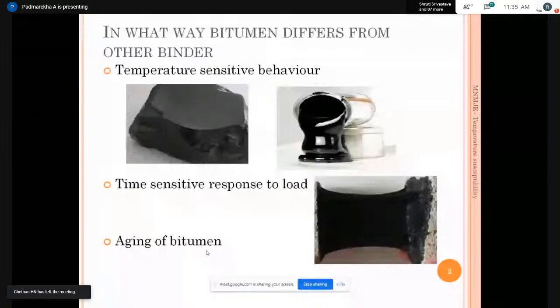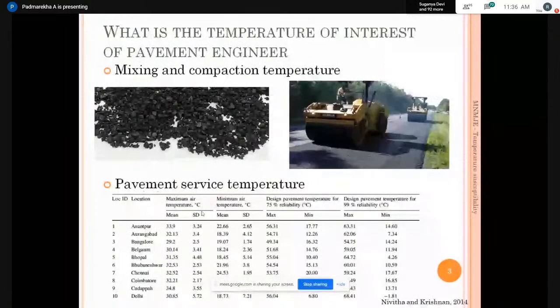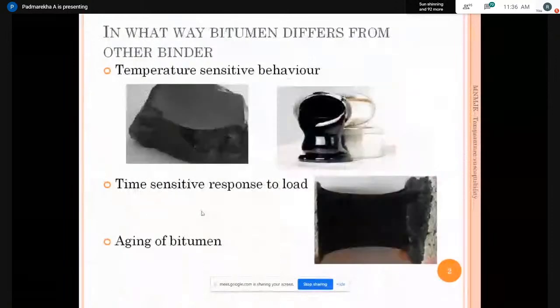One is the temperature sensitive characteristics, the other is the time sensitive characteristics to loading, and the third one is the aging of bitumen. All of us civil engineers will be familiar with just the load characteristics, assuming time independent behavior. So now here we are going to look into the temperature sensitive characteristics and time dependent characteristics of the bitumen. The main focus is on the temperature sensitive characteristics of the bitumen.